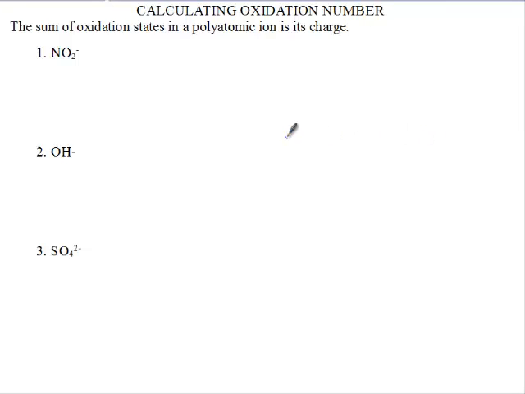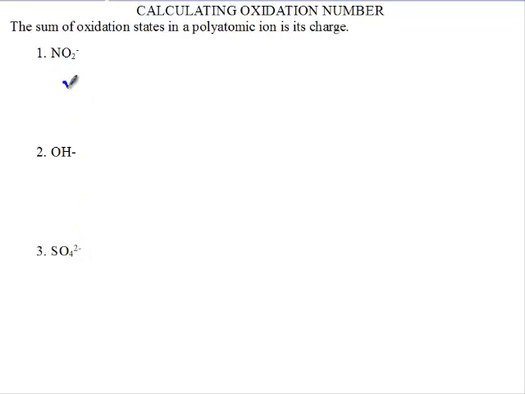In calculating oxidation states of polyatomic ions, the sum of the individual oxidation states will always be equal to the charge of the polyatomic ion. So now let's see what this means. For neutral compounds, we always equated everything to 0. But now, instead of equating everything to 0, we are going to equate everything to the charge that we have there. So let's see the first example.